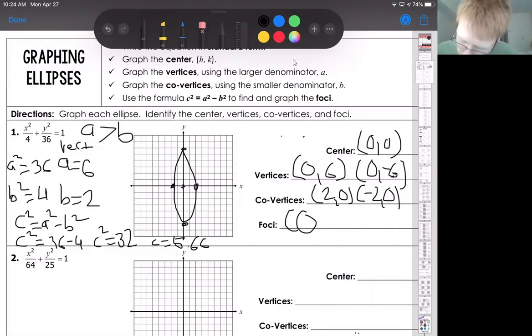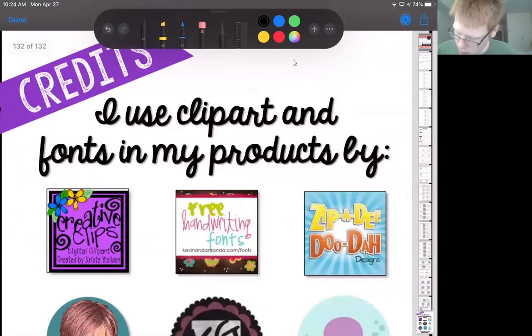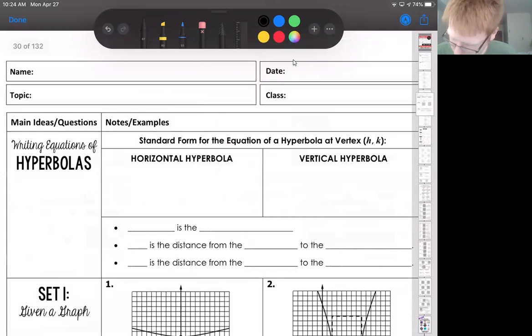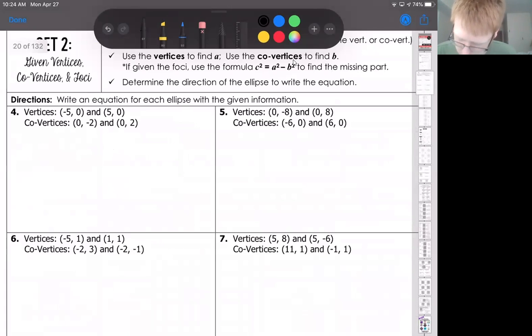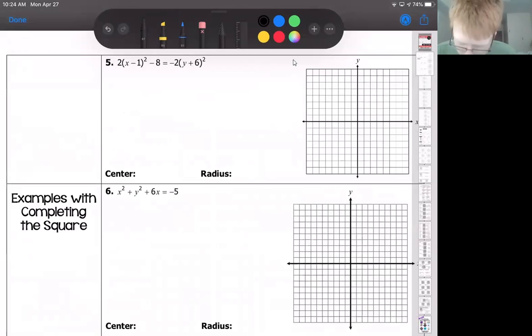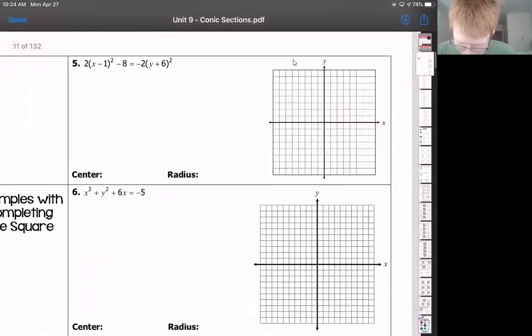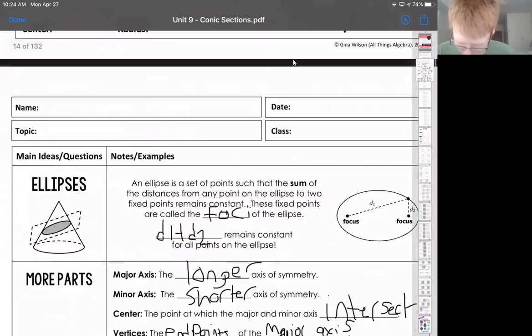So if your vertices, oh no, one sec, I'm sorry. What the heck? Okay, all right, my bad. Here, let me get back to where we were. Okay, there we are.